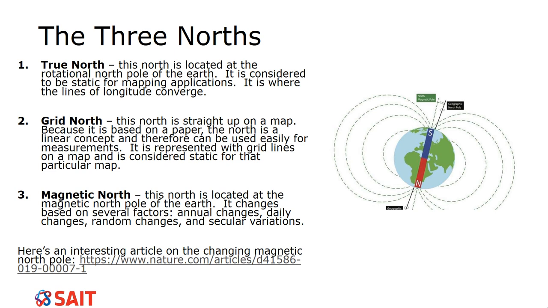Now, the random changes are really kind of cool because all it takes is like a cyclone in the Arctic and it causes it to move. So like big snowstorms or even earthquakes or volcanic eruptions, all of that cause the magnetic north to change randomly, and then it'll go back and stabilize.